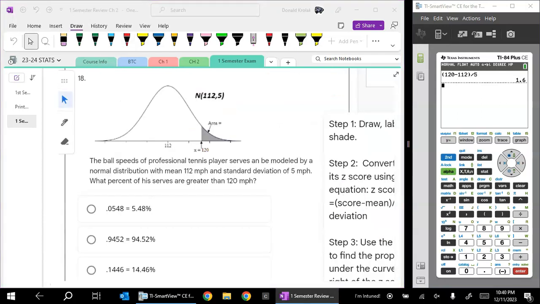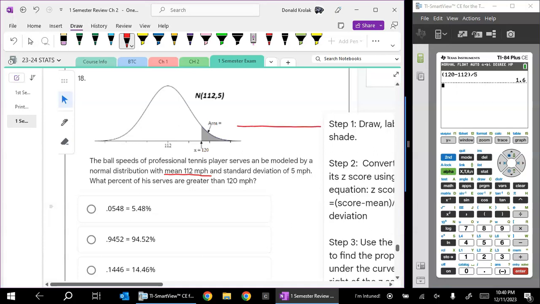All right. Ball speeds of professional tennis players' serves can be modeled by a normal distribution with a mean of 112. And again, you're going to have to be able to draw these normal distribution graphs. You won't get a picture like this. So this is 112, normal distribution 112, standard deviation 5. And the question is asking what percent of the serves are greater than 120. So 120 would be over here to the right, and it's asking for the area to the right of that.